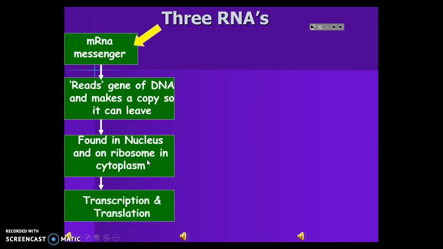The process that messenger RNA is involved in is transcription, because it is the actual message. It's called messenger RNA because this molecule is what is transcribed in transcription, and it is the message that will be carried to the ribosome. It is also involved in the process of translation because the message will actually code for what specific protein will need to be made.